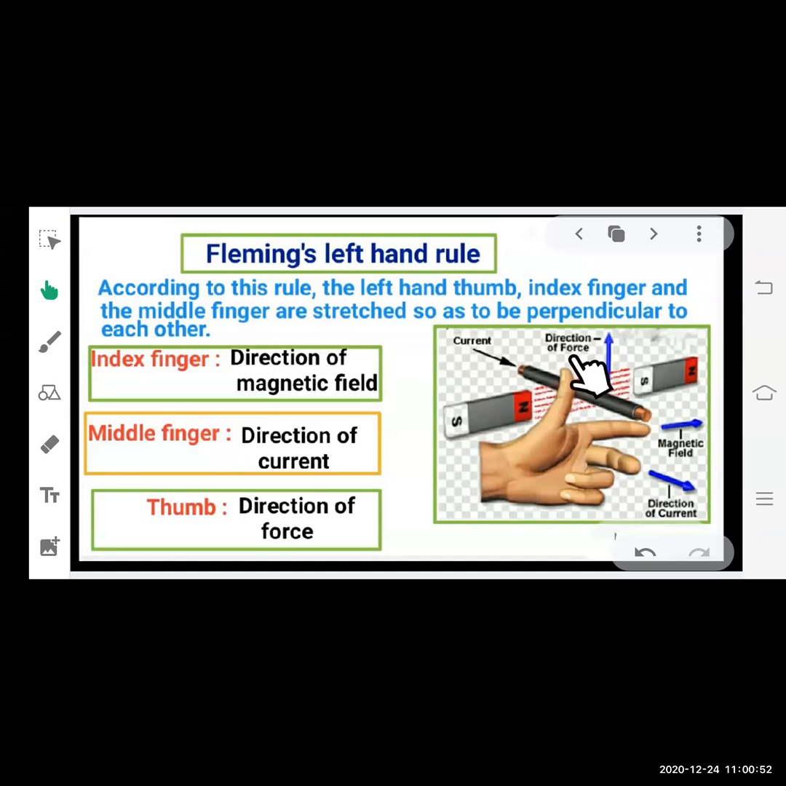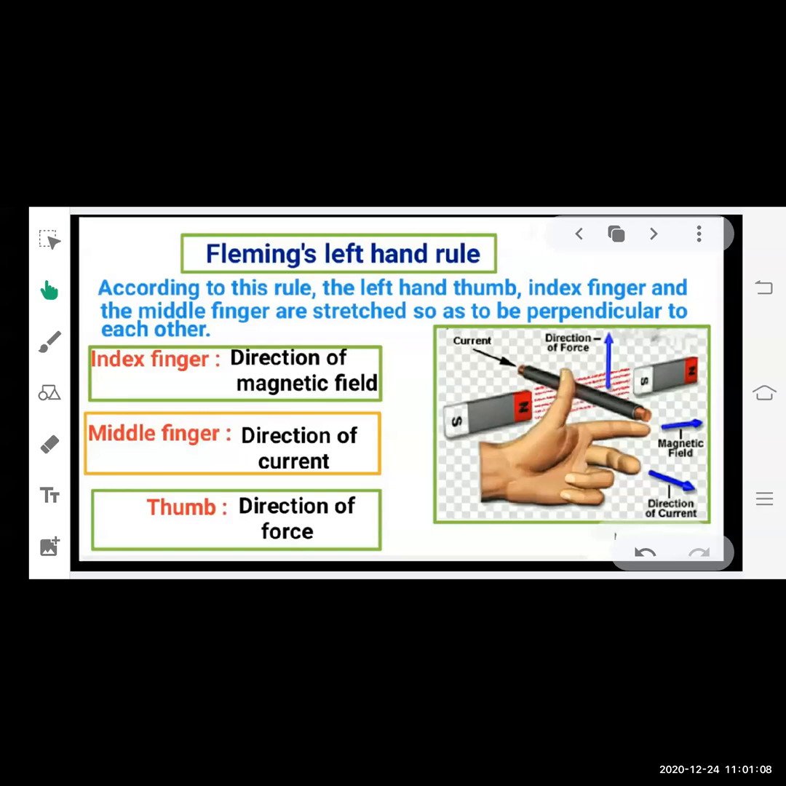So don't get confused between the word motion and force. Both are, you can say, synonyms here. So in the direction in which the force is exerted, in the same direction the conductor will move. Okay, so it will show the motion of the conductor.